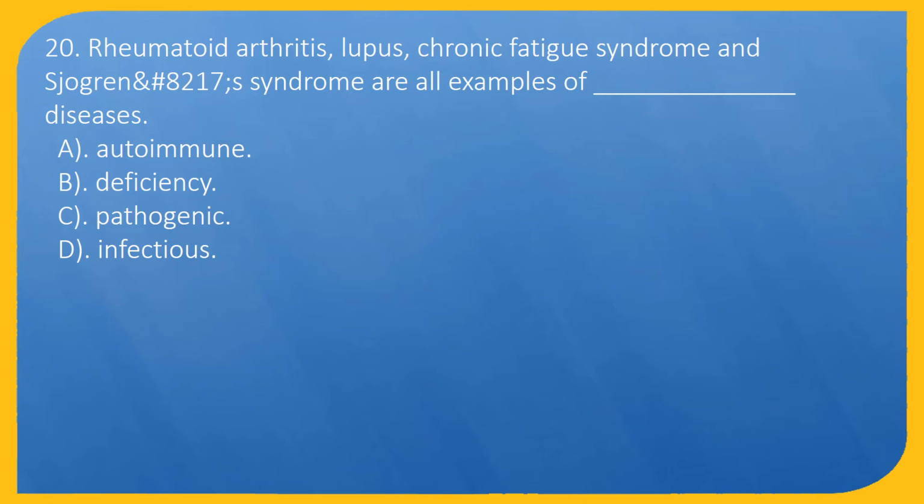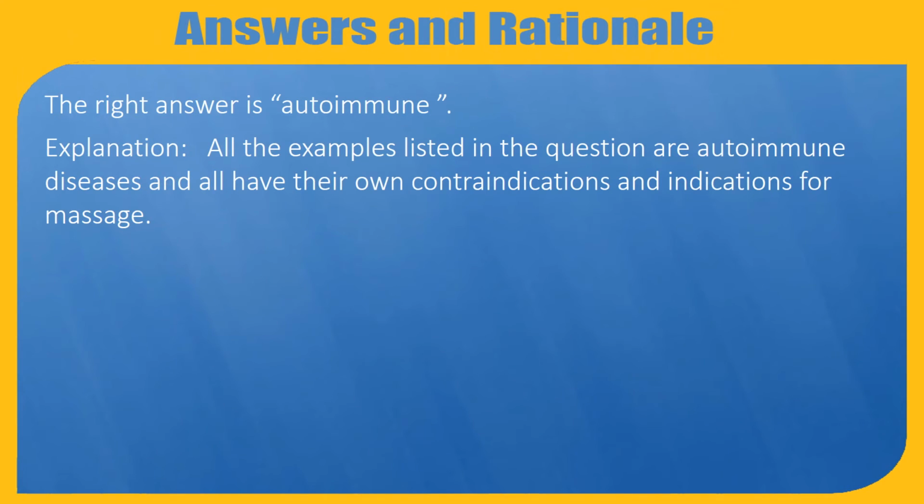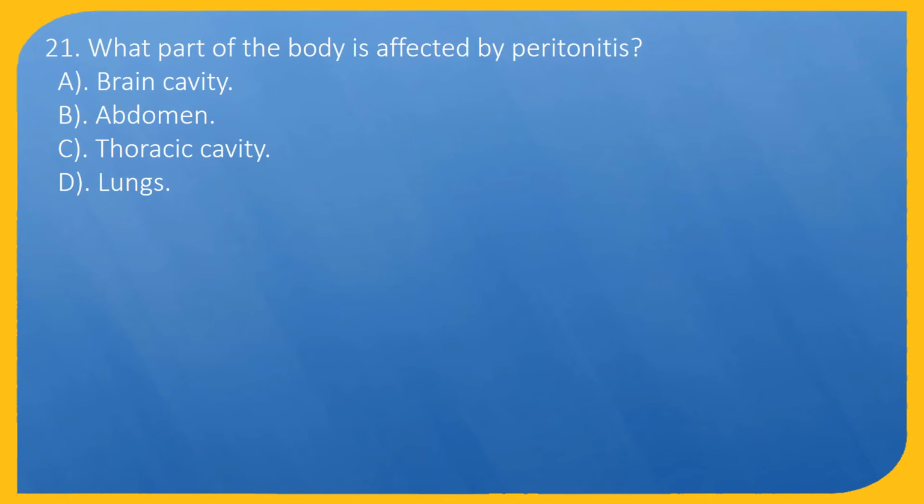Rheumatoid arthritis, lupus, chronic fatigue syndrome and Sjogren's syndrome are all examples of what diseases? A. Autoimmune. B. Deficiency. C. Pathogenic. D. Infectious. The right answer is autoimmune. Explanation: all the examples listed in the question are autoimmune diseases and all have their own contraindications and indications for massage. Question 21. What part of the body is affected by peritonitis?